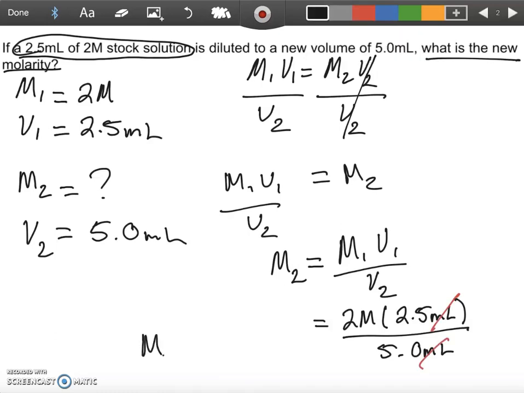Alright, I'm going to continue it down here. Let's go ahead and use our calculator. 2 times 2.5 divided by 5. This new solution is 1 molar. Okay, so we took a 2 molar solution and diluted it down to 1 molar.